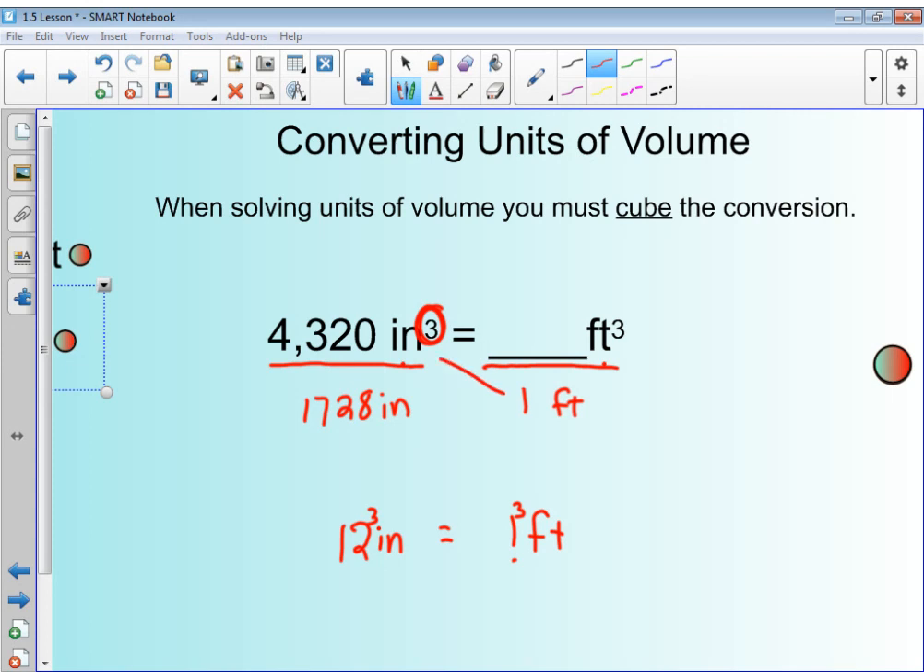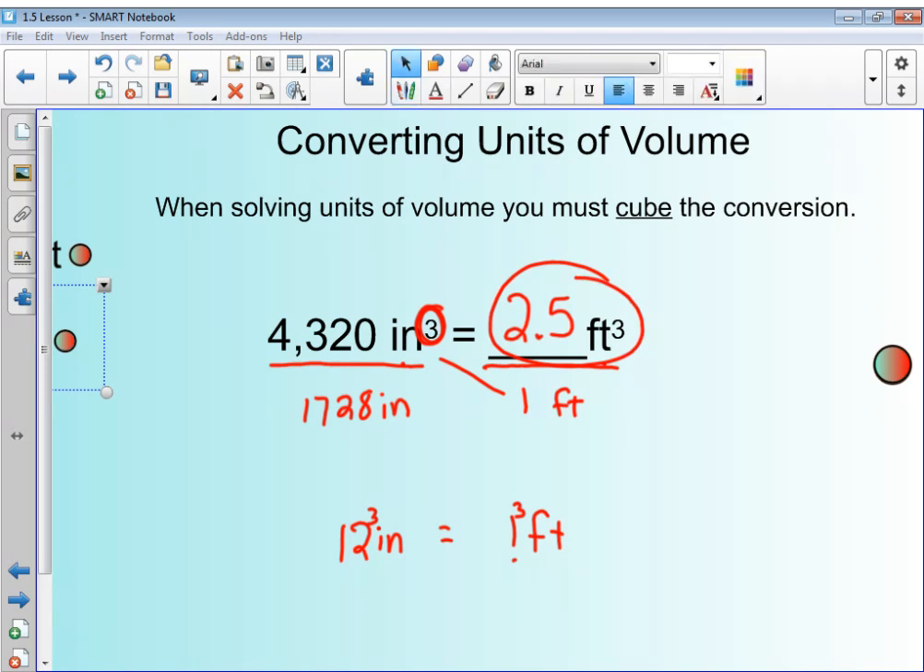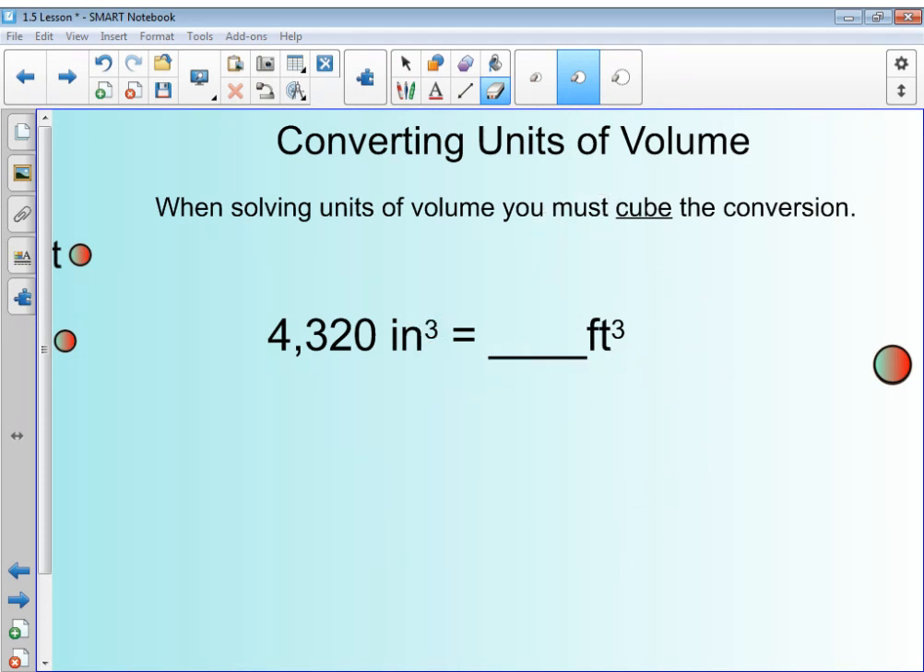And now we'll cross multiply and divide. So 4,320 divided by 1,728. When we do that, we get 2.5 feet cubed. Okay, so let's try another one of those. It's the same concept as area, only this time it's cubing it because we're working volume.